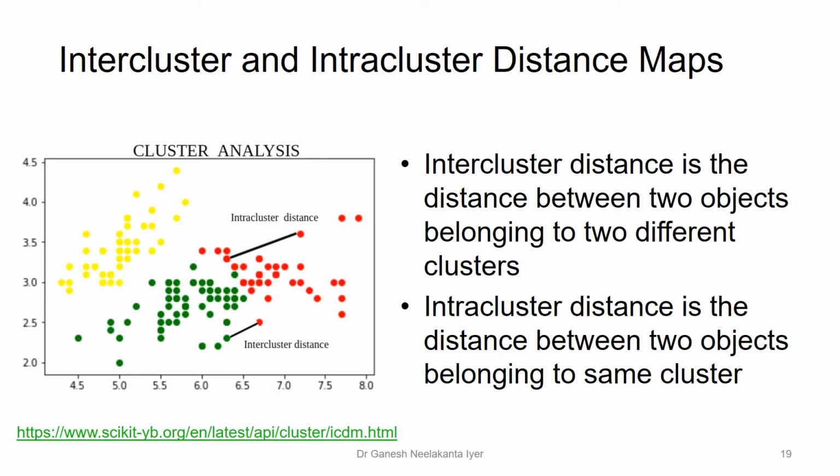Then we also have intercluster and intracluster distance maps. So you see I have made 3 clusters here, a green cluster, yellow cluster and the red cluster. The intracluster distance is something that measures the distance between two data points which belong to the same cluster. Whereas the intercluster distance measures the distance between two points which are from two different clusters. So this is also a useful way to analyze how your clustering performed.